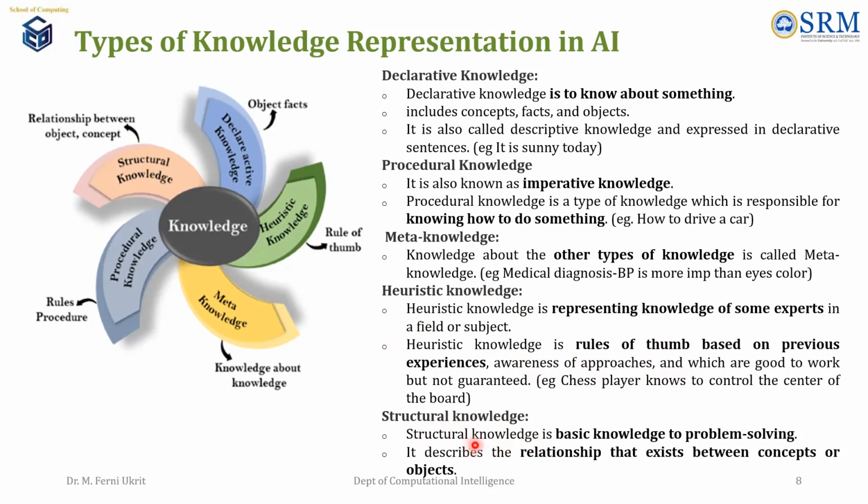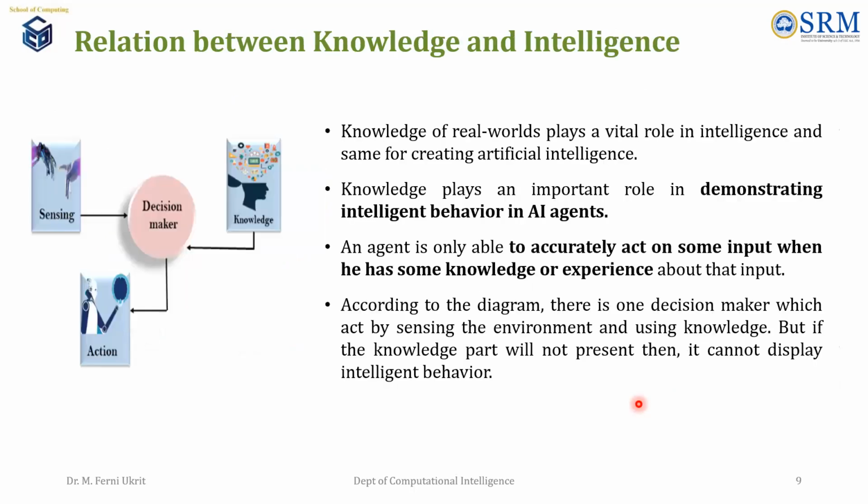Then structural knowledge is mainly the basic knowledge for problem solving. Structural knowledge is mainly used for solving problems. So these are the 5 knowledge representations in AI.